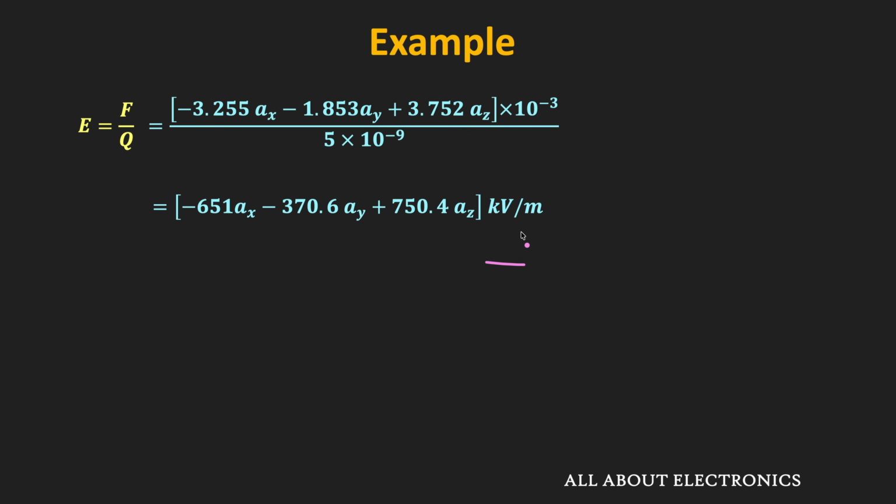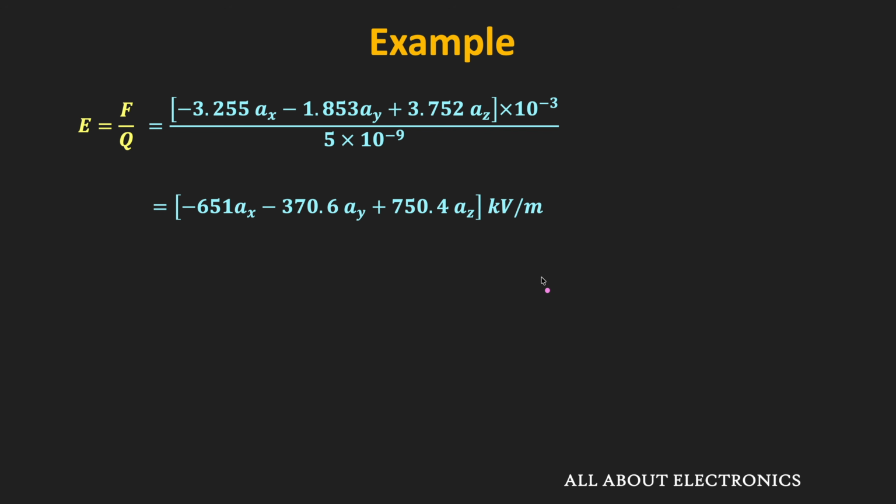And here, the unit of this electric field intensity is the kilovolt per meter. Because here, after the division, we will also have the factor of the 1000. So this is the net electric field intensity at the location of the 5 nanocoulomb charge. So in this way, using the Coulomb's law, we can easily find the force that is acting between the different charges. And we can also find the electric field intensity due to those charges.